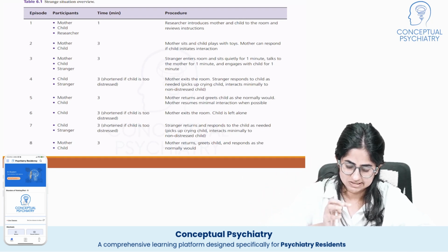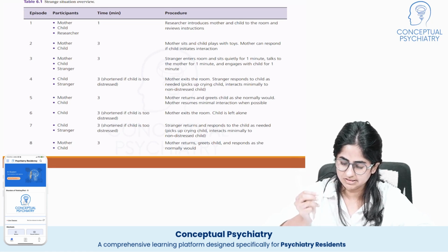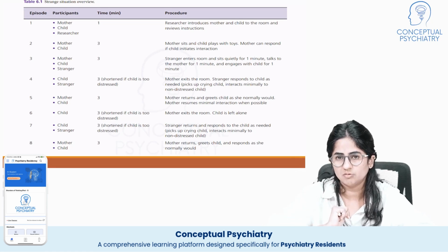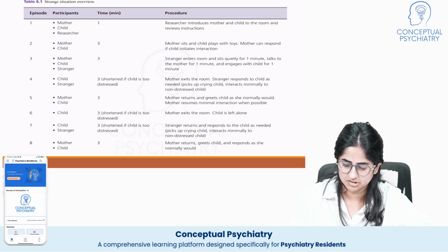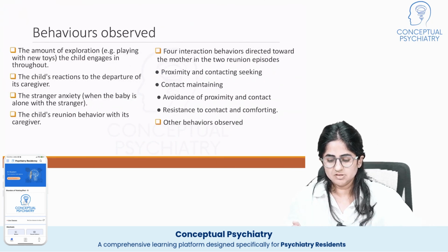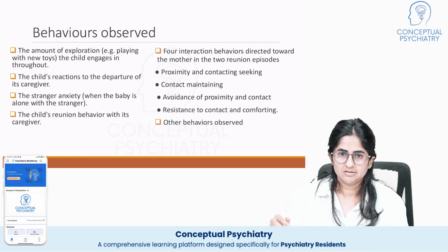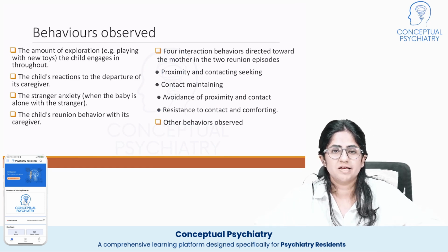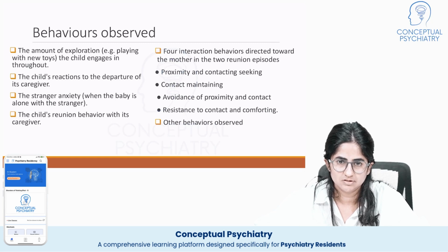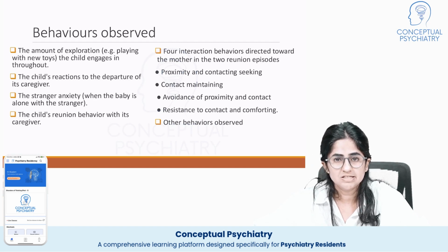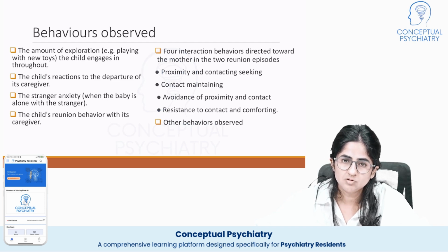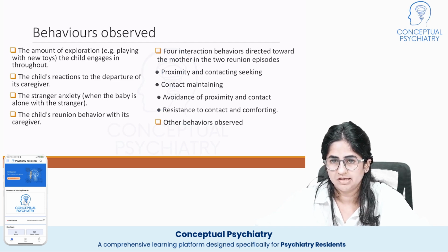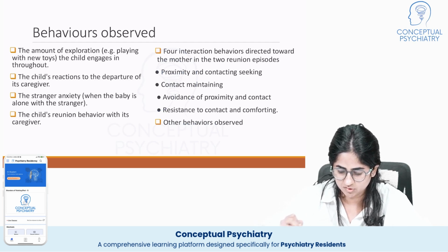In the last step, the stranger leaves, the mother returns, greets the child and responds as she normally would, right? So this is the sequence in which the Strange Situation procedure was done. Now the behaviors which were noted were the amount of exploration the child was doing, the child's reaction to the departure of the mother, the stranger anxiety when the baby is left alone with the stranger, and the child's reunion with the caregiver. Right? So these were the few behaviors that were noted.